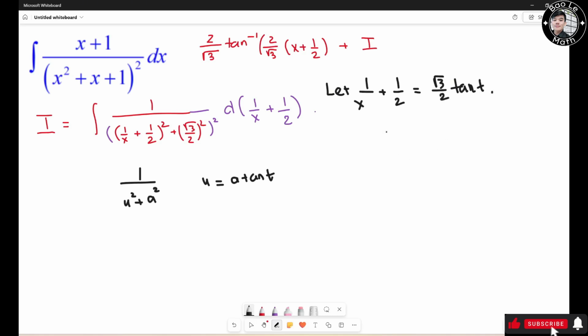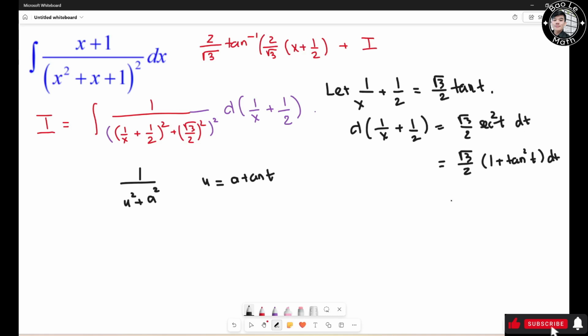Now we take the derivative of both sides. So we have d of 1 over s plus 1/2 equals root 3 over 2 secant squared t. Now secant squared means 1 plus tangent squared t, right? So this turns out to be root 3 over 2 times 1 plus tangent squared of t dt. Now we substitute this back into the original one.